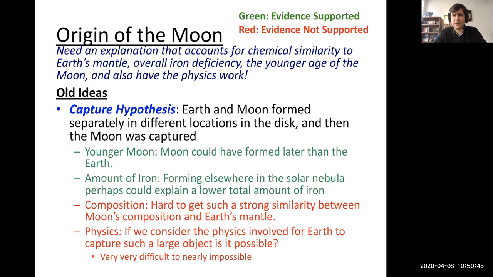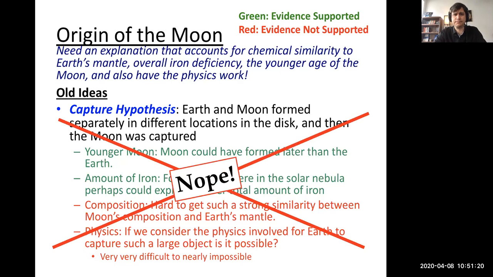In physics, does the Earth have enough gravity to capture something that's 27% its size? You can run scenario after scenario, computer model after computer model, work the math any way that you want it. It's essentially impossible to capture a moon of our size and have the orbits work out as they are, have the total angular momentum be what it is today. There are a few extraordinary scenarios, but you're talking about one in multi-billion shots. So this one, I'm also going to give a big nope.